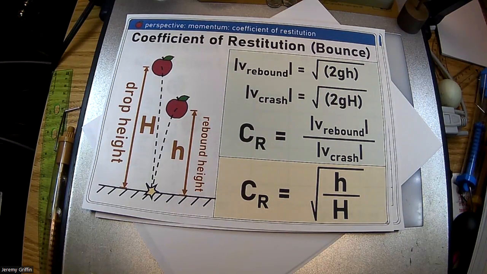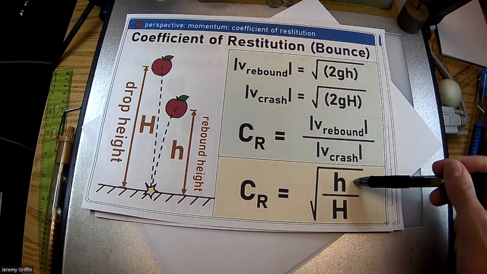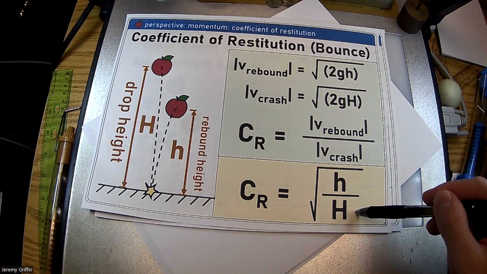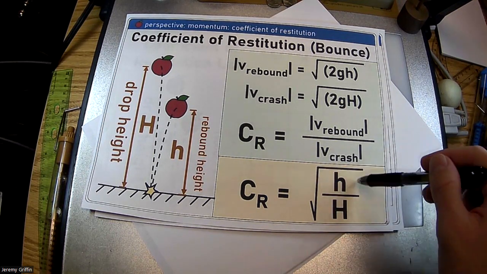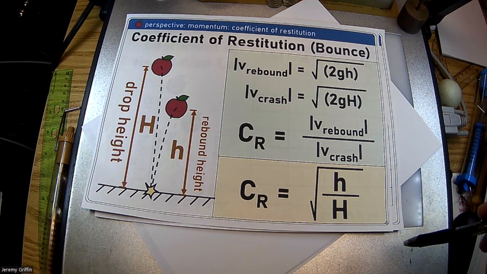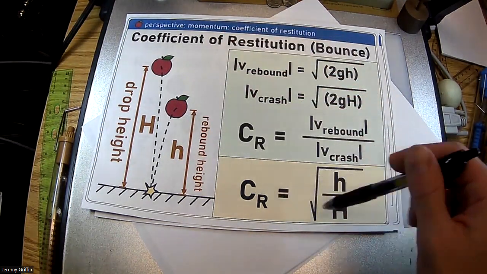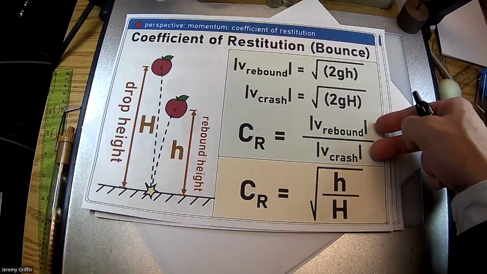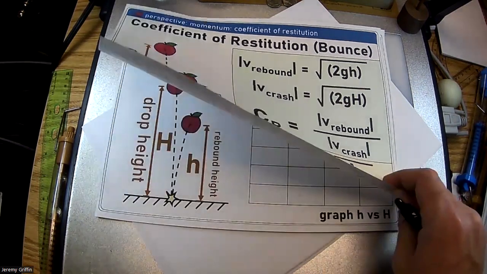Who's going to figure it out? Drop it from 100 centimeters. It boings back up to 25 centimeters. What is 25 over 100? It's a quarter, right? And then what's the square root of 1 over 4? It's 1/2. So if something rebounds to a quarter of its original height, that means the ratio of the speeds, rebound to crash speed, is 1/2, which is the coefficient of restitution, 1/2 for that scenario.